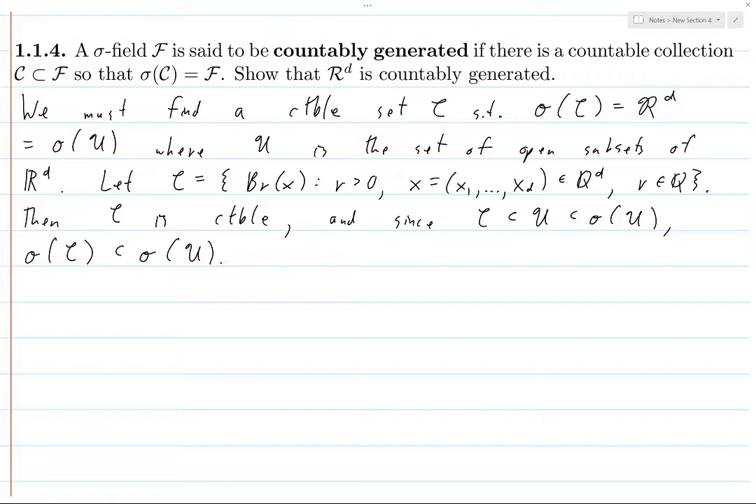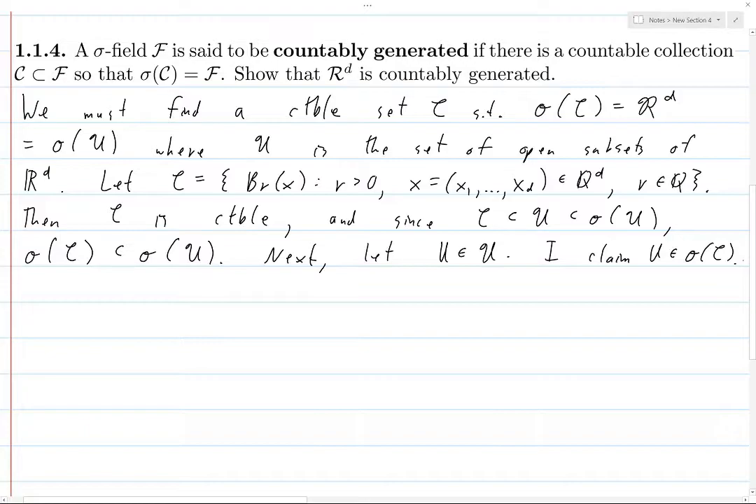So to get equality, we need to prove that the sigma field generated by U is contained in the sigma field generated by C. So next, let U be an element of U. I claim that U is contained in the sigma field generated by C. And then this becomes a lot like the last exercise. If U is contained in the sigma field generated by C, and this holds for every single U in the set U, then the sigma field generated by U is a subset of the sigma field generated by C. And that's what we're looking for.